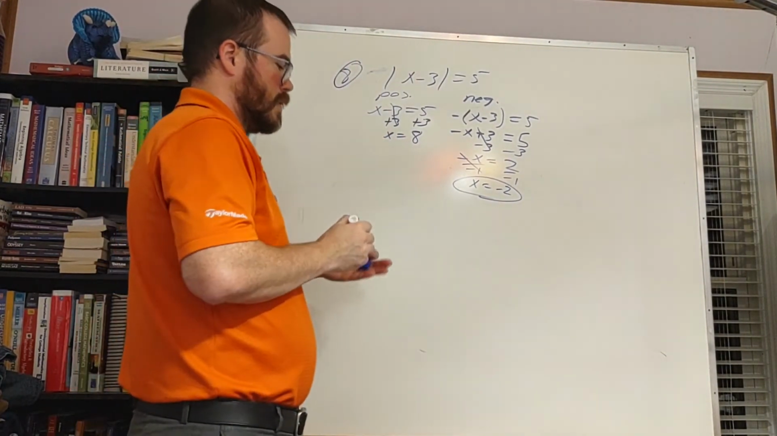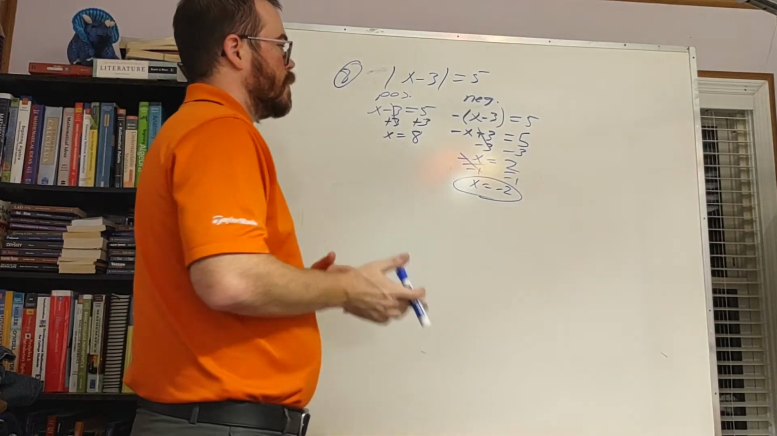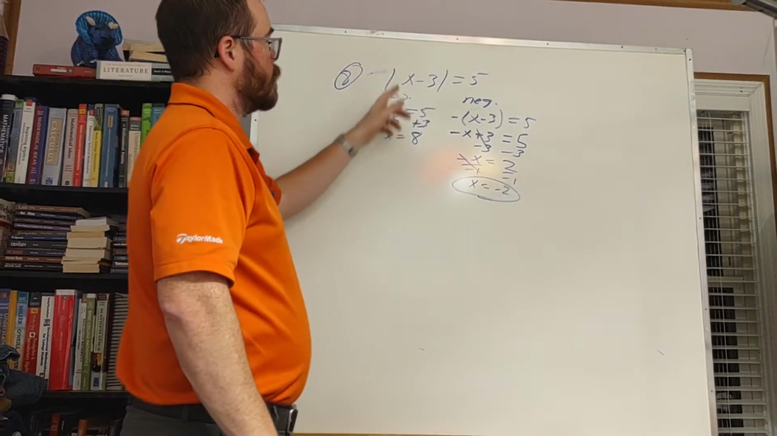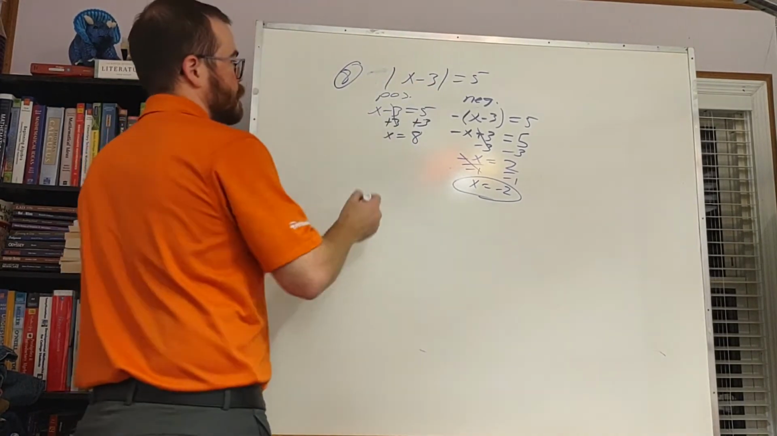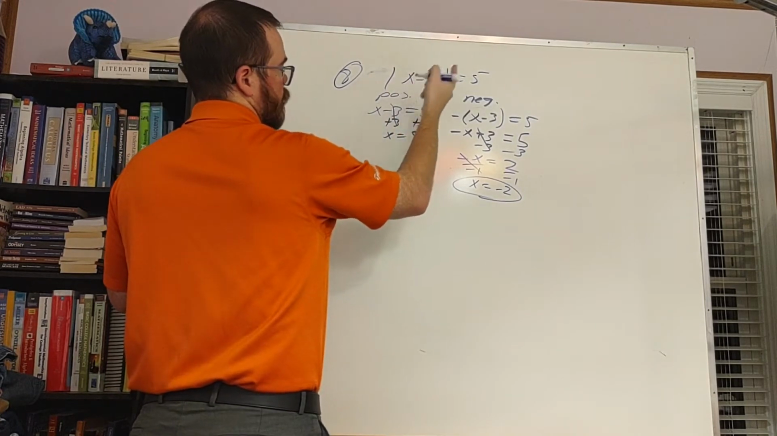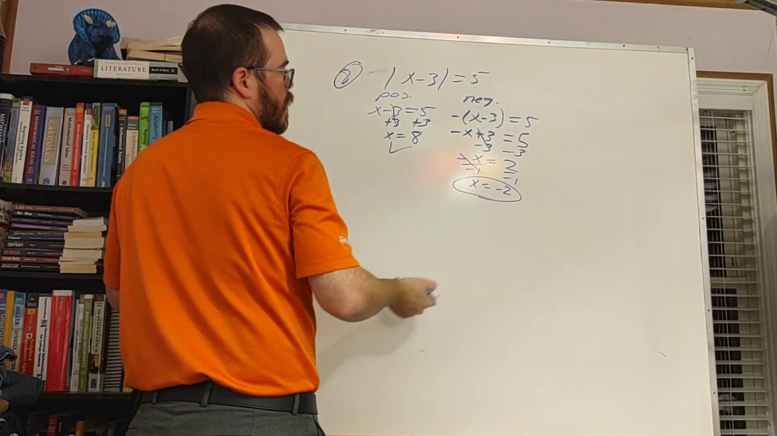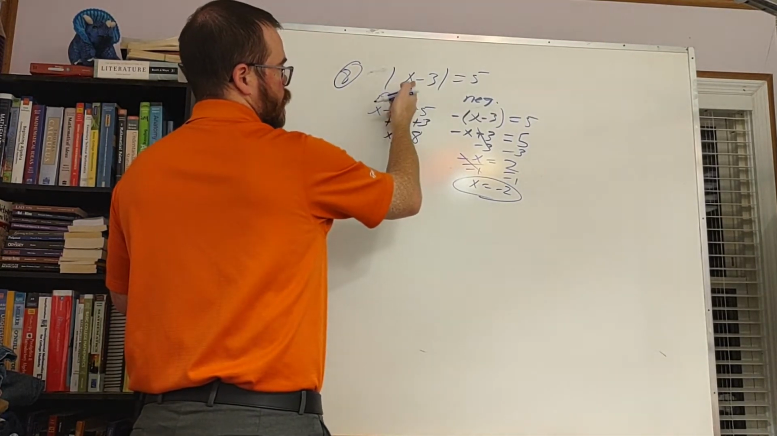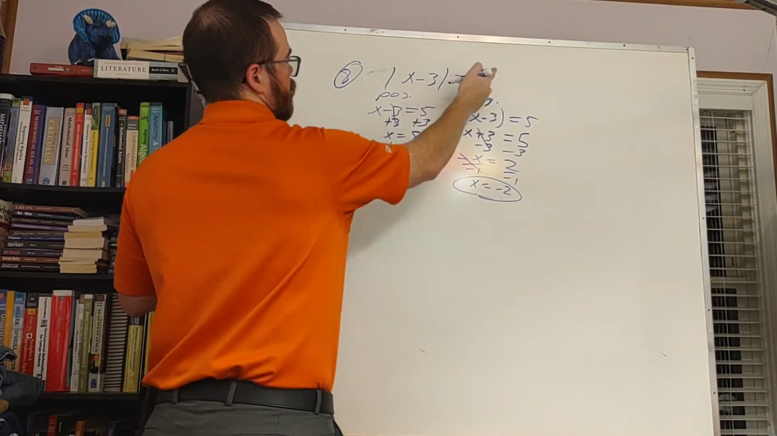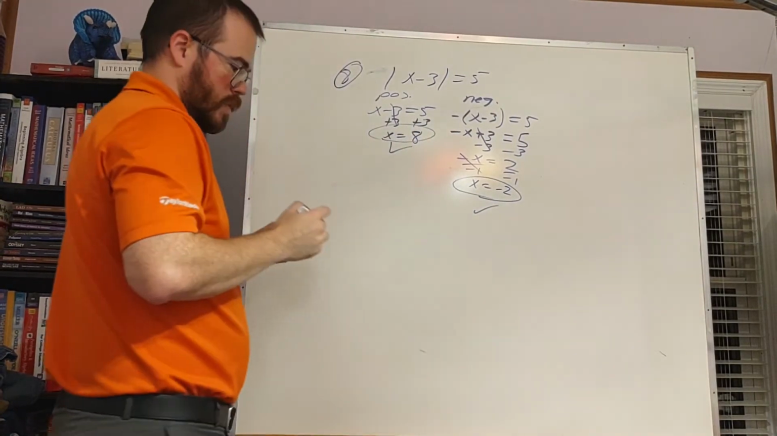So let's just make sure that these work. Remember, we have to figure out if we can plug these back in and see if they work or not. Okay. So 8 minus 3 is 5. So we've got absolute value of 5. Absolute value of 5 is 5. So that works. Now negative 2 gets plugged in. Negative 2 minus 3 is negative 5. Absolute value of negative 5 is 5. So we're like, yeah, that one works as well. So both of those are going to be solutions.